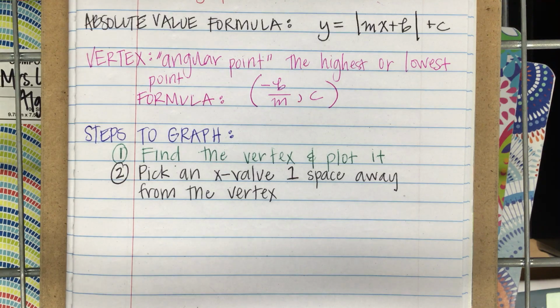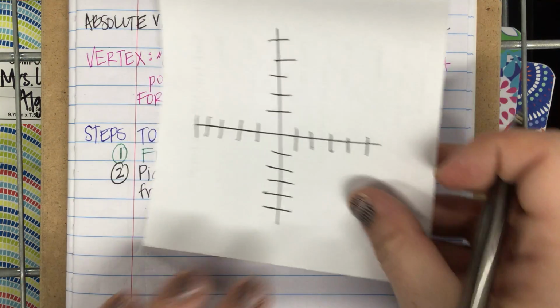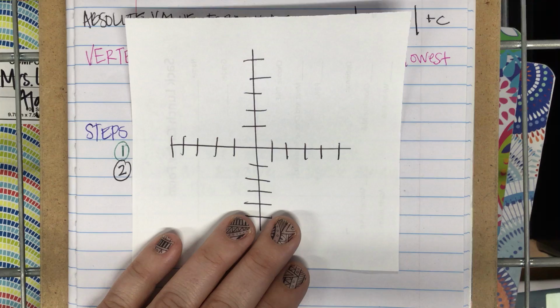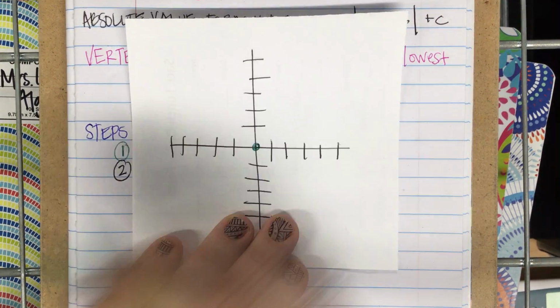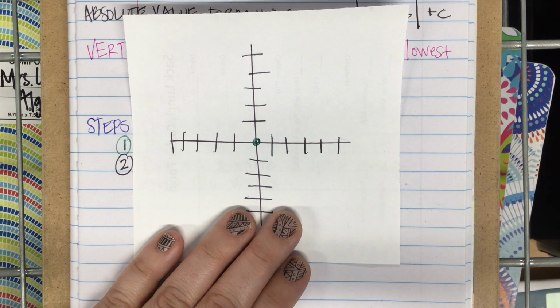Pick an x value that is one space away from the vertex. All right, so here's my graph. Let's pretend the vertex is right here. What is an x value that is one space away from the vertex? Joseph? 1 or negative 1.